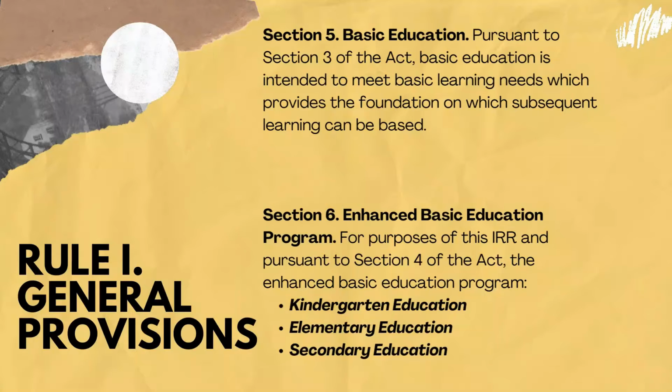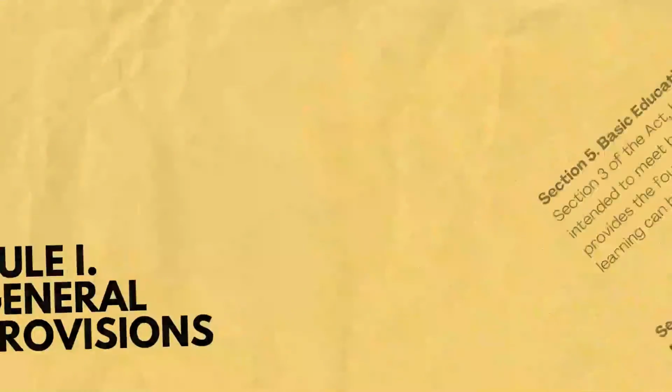In that sequence, secondary education includes 4 years of junior high school and 2 years of senior high school education. The Enhanced Basic Education Program may likewise be delivered through the alternative learning system. And DepEd may allow private educational institutions flexibility in adapting the program provided that they comply with the DepEd prescribed minimum standards consistent with the Act.